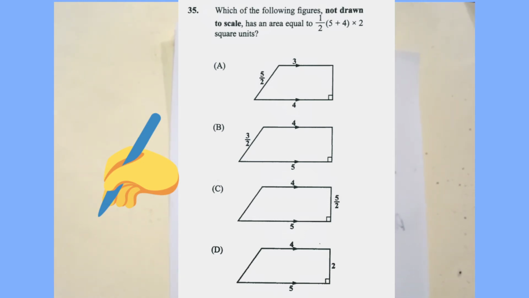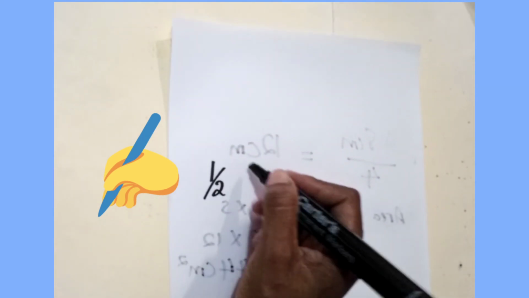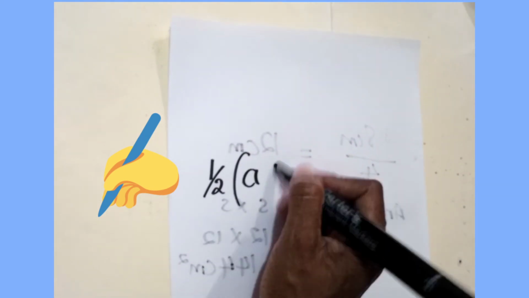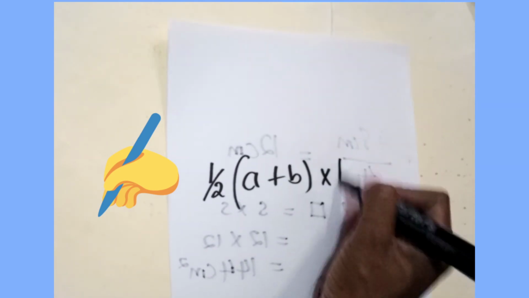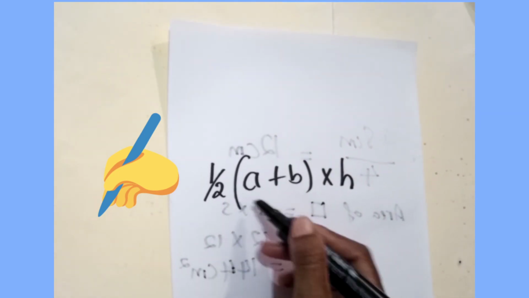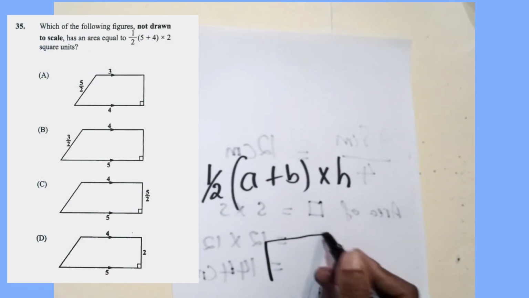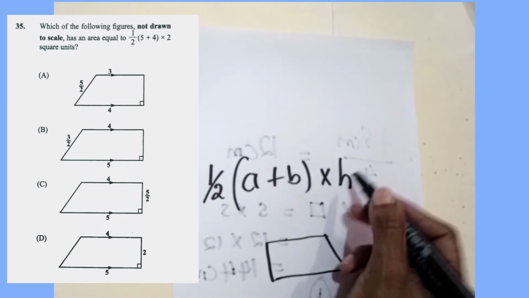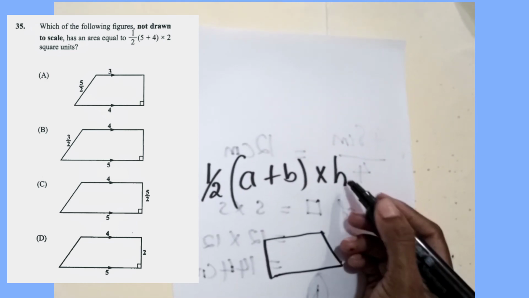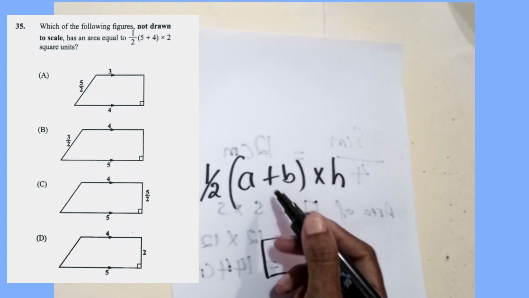They're talking about trapeziums, right? And so you need to recall the formula of a trapezium. And yes, the formula of a trapezium is half times a plus b times the height, right? The perpendicular height. And so what you can do now is to look at your trapezium to see if you have identified where the height is 2, the perpendicular height is 2, and side A and side B is 4 or 5.